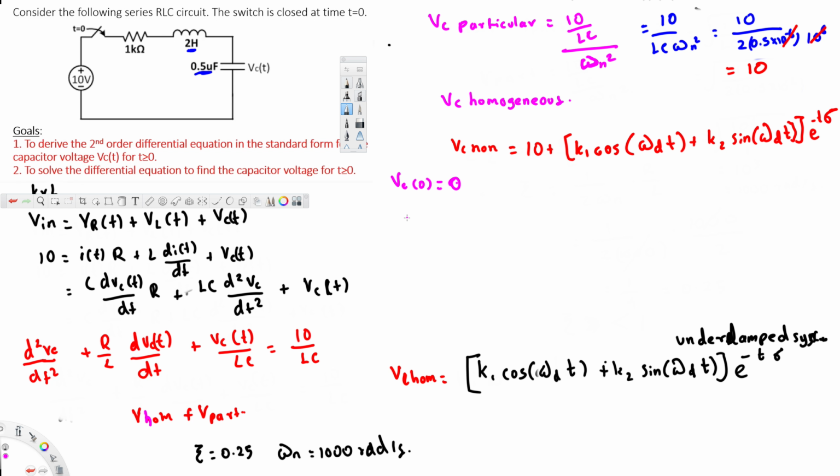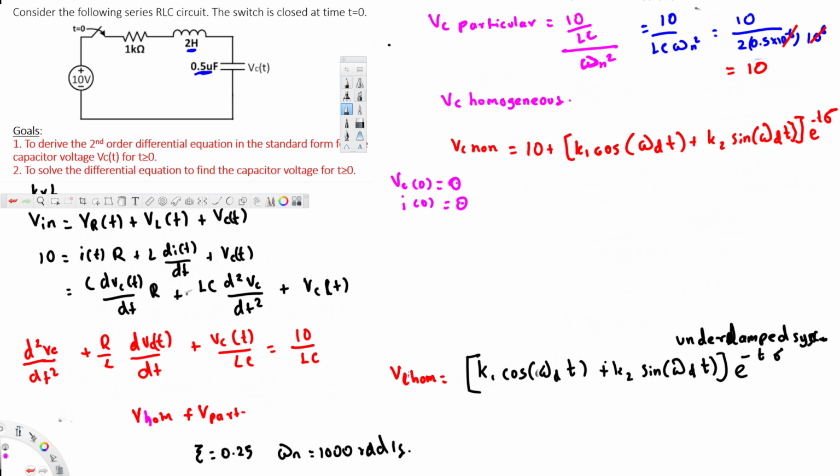And also we have to know the current through the inductor. Before we close the switch, the current through the inductor is 0, because with the switch open there's no current flowing through it. When we close the switch, the current through the inductor doesn't change immediately, so it is still 0. These are the two initial conditions we have. Now we are going to use these two conditions to find our k1 and k2 values.